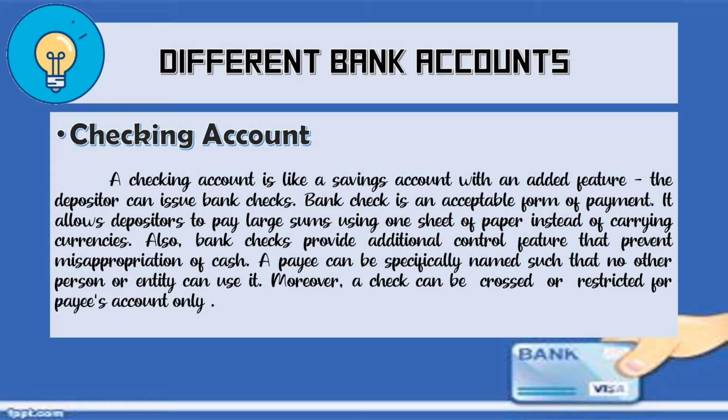A payee can be specifically named such that no other person or entity can use it. Moreover, a check can be crossed or restricted for the payee's account only. This means that the check will only be accepted for deposit to the payee's bank account and cannot be encashed over the counter. Checking accounts rarely earn interest because of the fast turnover of transactions.